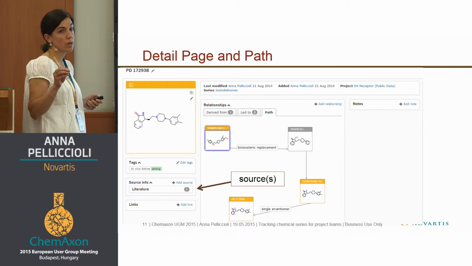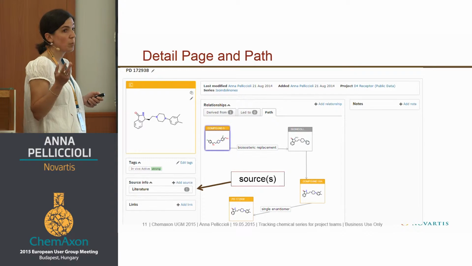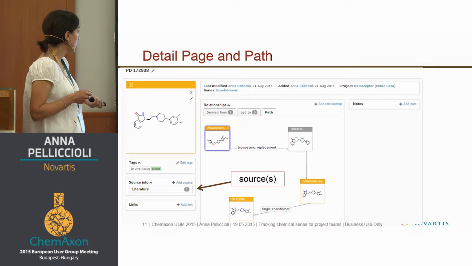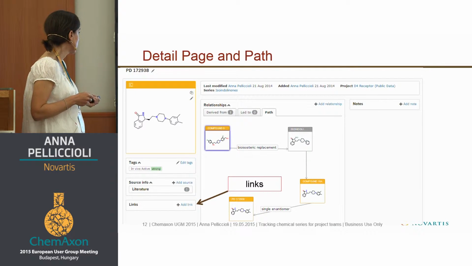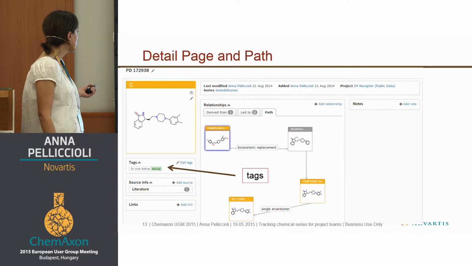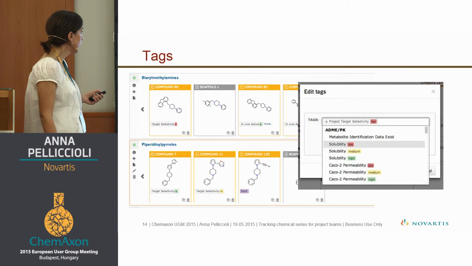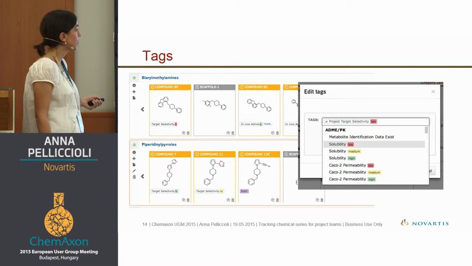Do they come from a screening? Do they come from literature, from a patent, somewhere else? This is something we would like to be able to capture. There's links. This is obvious. This is URLs. They can add links to whatever they want that would have on the internet or intranet that adds information to this. Then there's tags. The idea of tags is having a controlled vocabulary to annotate these structures.